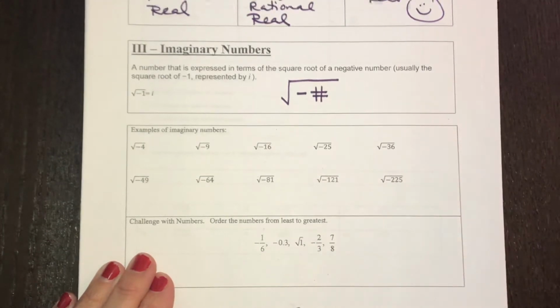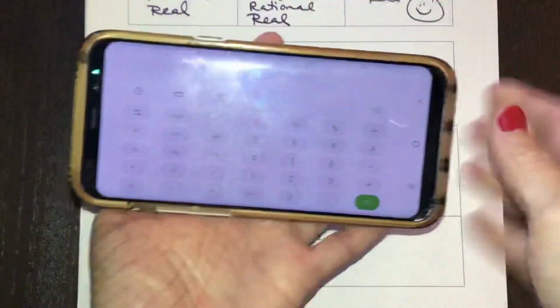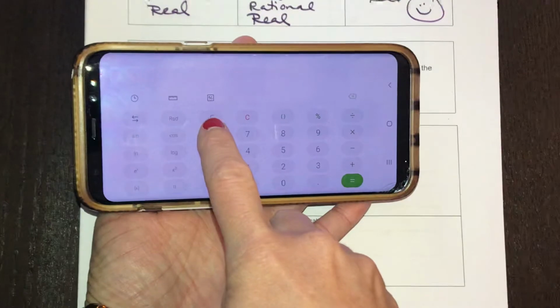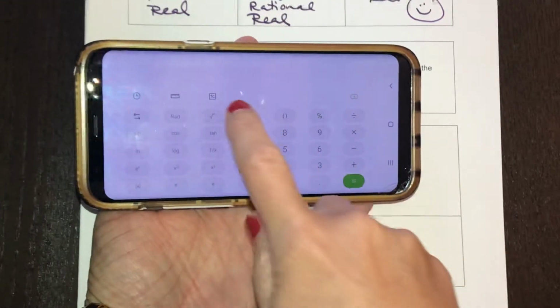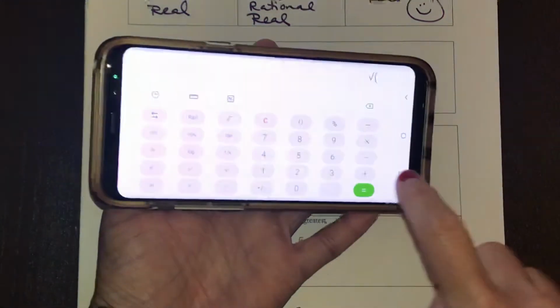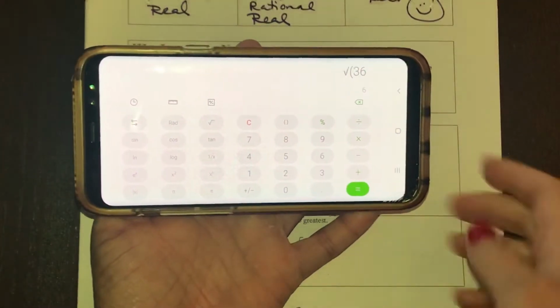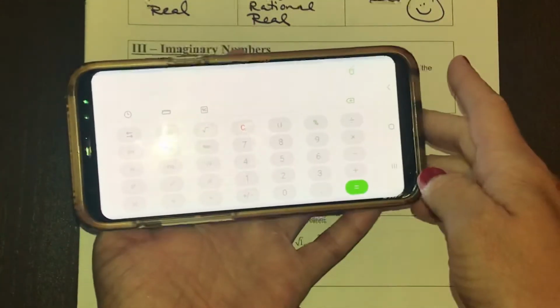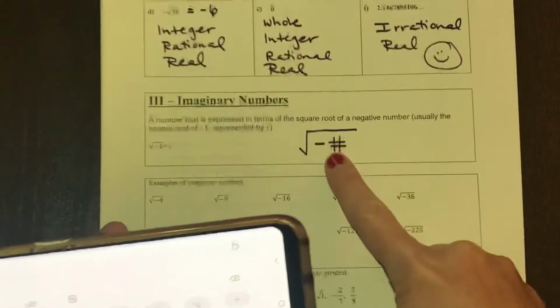But on your cell phone, if you turn it to the side, we want the calculator where you can see the square root. So if I put the square root of 36, watch how it gives me the answer 6. But now look and see what happens when there is a negative inside, not outside like we did here, but inside of your radical sign.